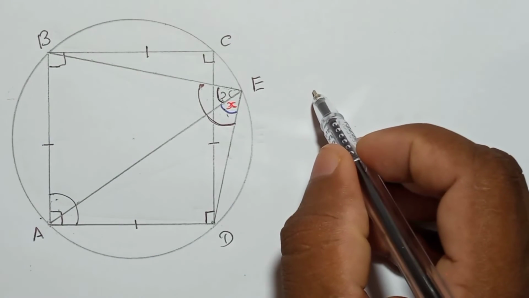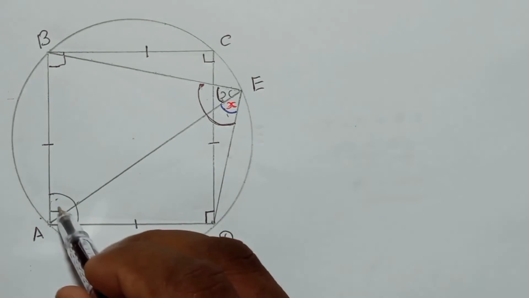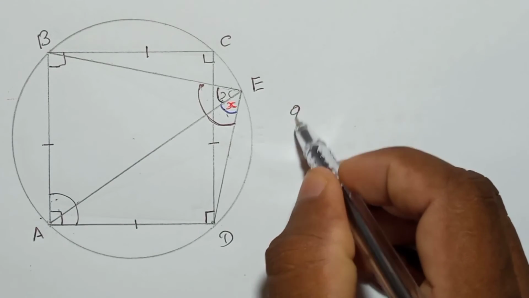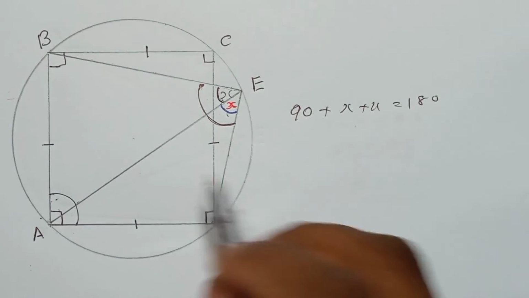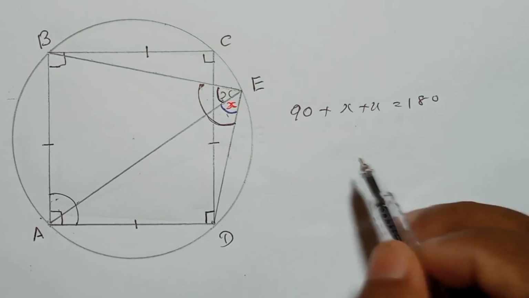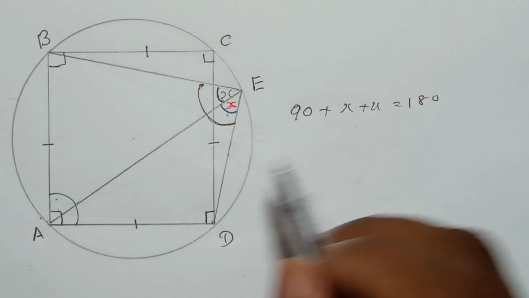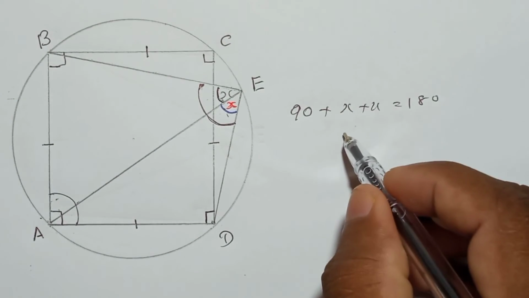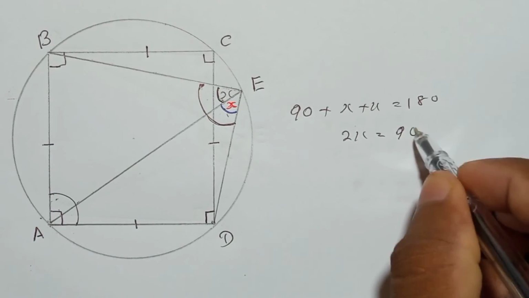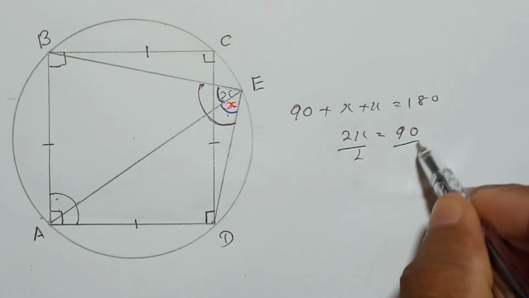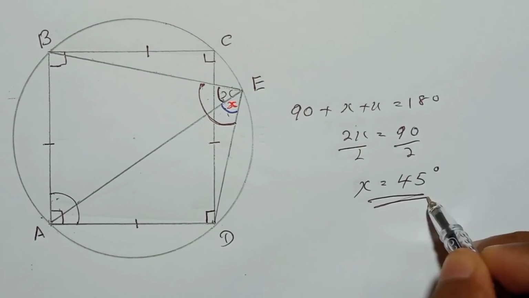So you can write x plus x equal 90, or you can write 90 plus 2x equal 180. You can write the reason, if they ask, that in a cyclic quadrilateral opposite angles add up to 180. So here 2x, I will bring 90 here and subtract from 180, that means 90. Both sides divide by 2, your x value will be 45 degrees. That's the answer for x.